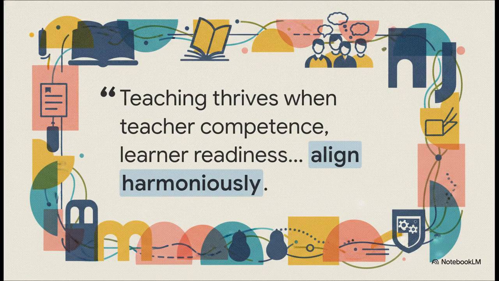So the crucial point is, and this is straight from the source material, teaching thrives when teacher competence, learner readiness, supportive resources, conducive environments, and institutional backing align harmoniously. That is the absolute essence of this explainer. Effective education is not a solo act. It requires a holistic ecosystem, flourishing in harmony.